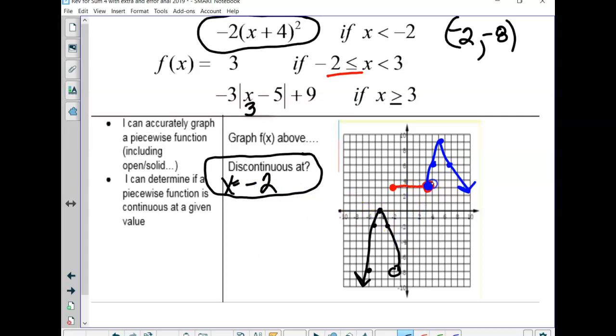At +3, they met up, right? When it changed here, it had an open circle at 3, 3. Here, it had to put a 3 in, and it started at 3, 3. So they met up, and they did not leave a gap.